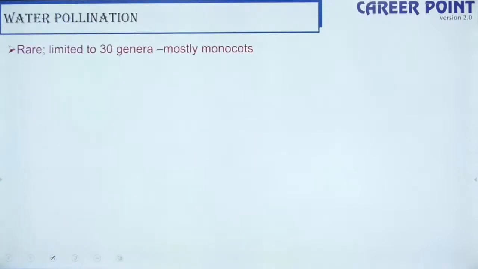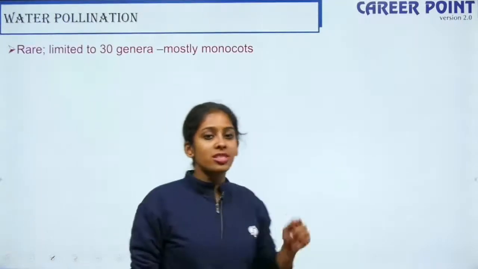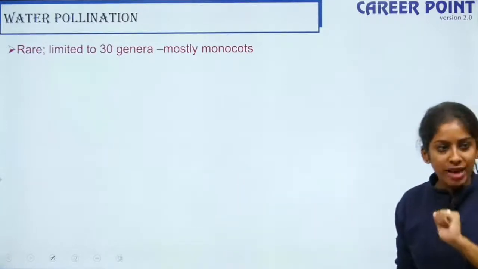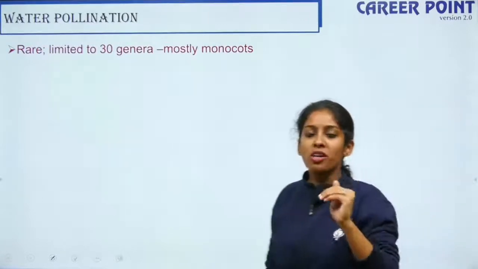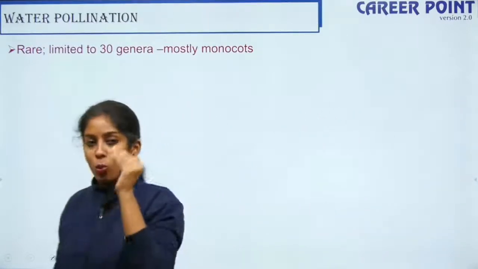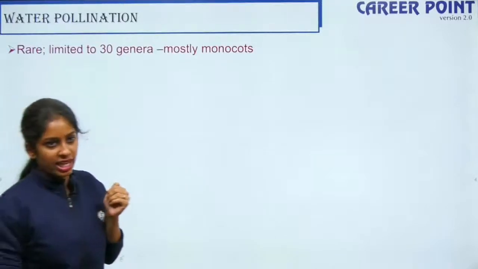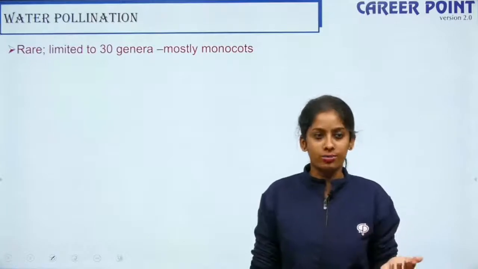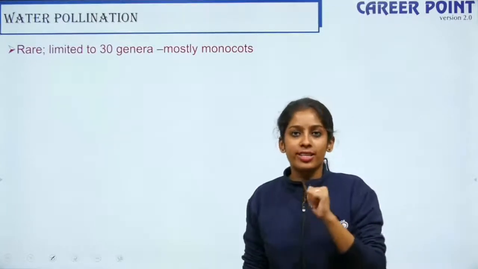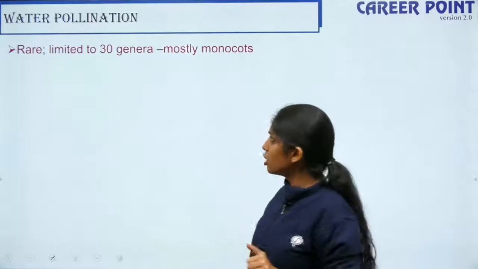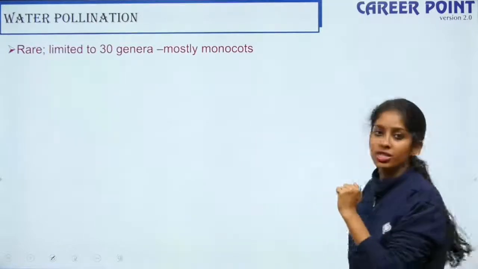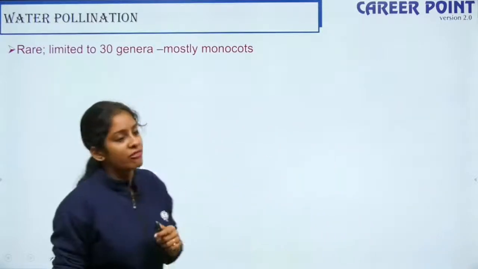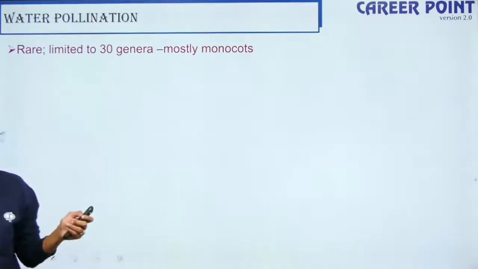Now talking about pollination by water. This is the next abiotic pollinator. Pollination by water is comparatively rare compared to pollination by wind. When a plant chooses an abiotic pollinating agent, they prefer wind over water, because not all plants are aquatic, so not all plants are accessible to water. Water pollination is limited to only about 30 genera, and it is mostly in your monocots. Of course, wind pollination, as I told you, happens in your grasses.